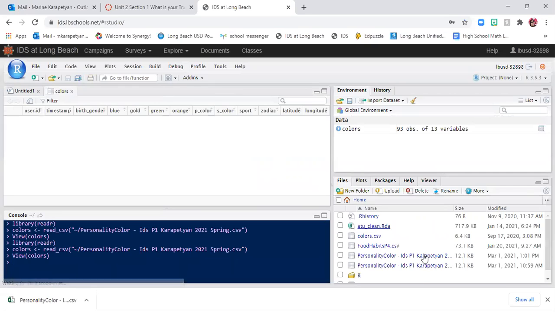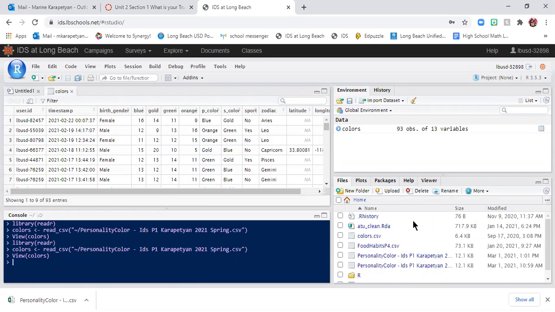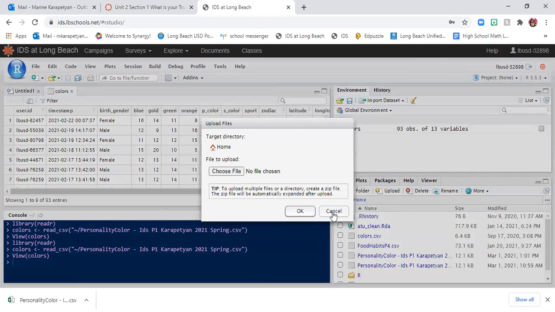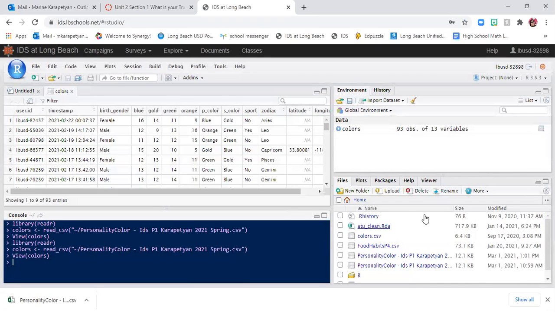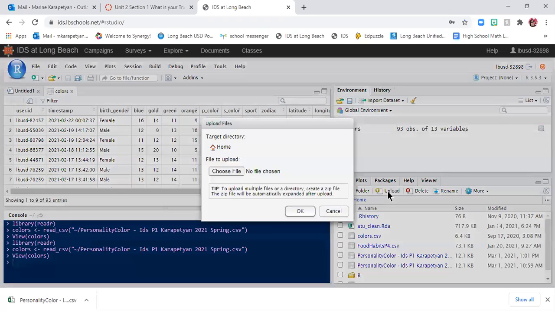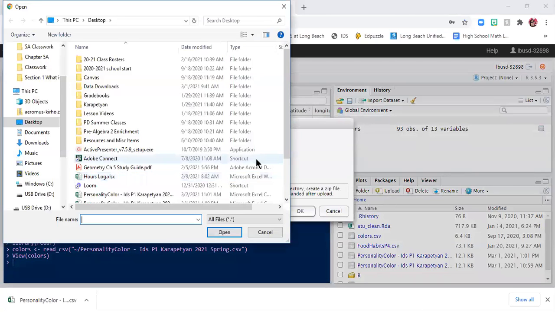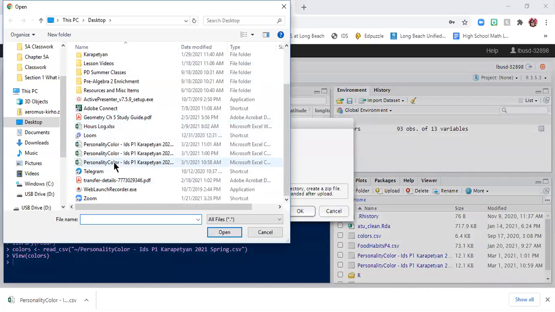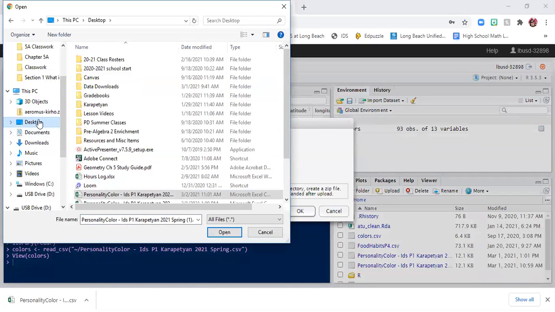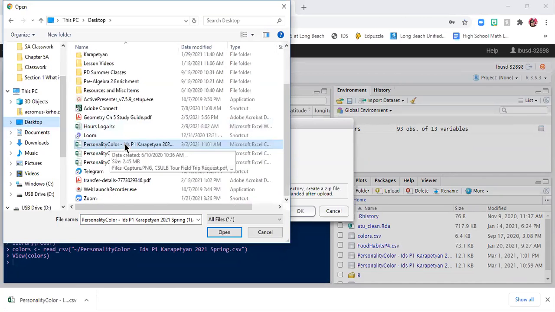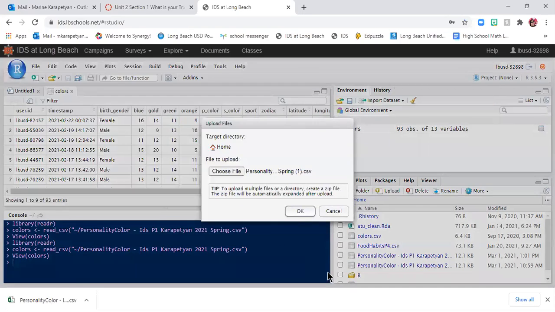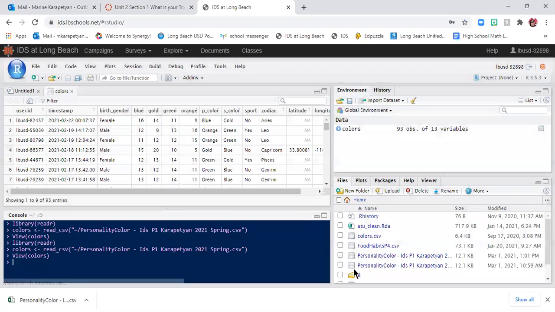I've done this a few times already, so you're going to see it here. But here we go, we're going to upload. In my files pane, right here, I clicked on upload, and then I'm going to choose file. The file I'm going to choose is the one that I just downloaded to my desktop. I'm going to make sure I know where my file is, click on the correct file, open that up, and then click on OK.